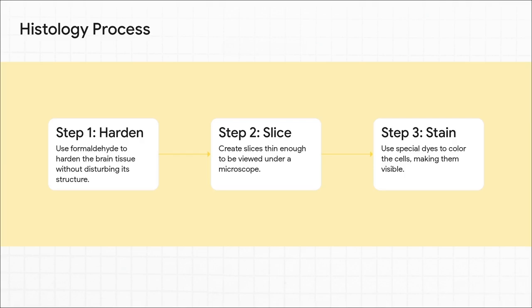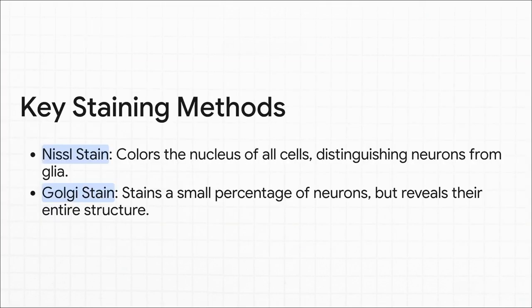But the cells were still colorless, right? So the final, absolutely crucial step was to stain them with special dyes. And this staining step was a revolution. Two methods in particular were total game changers. The Nissl stain colored the center, the nucleus of all cells. This was huge because for the first time, scientists could tell the difference between neurons and glia. But the real breakthrough was the Golgi stain.